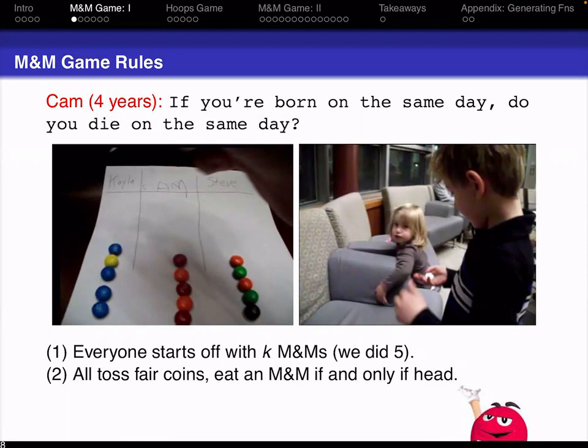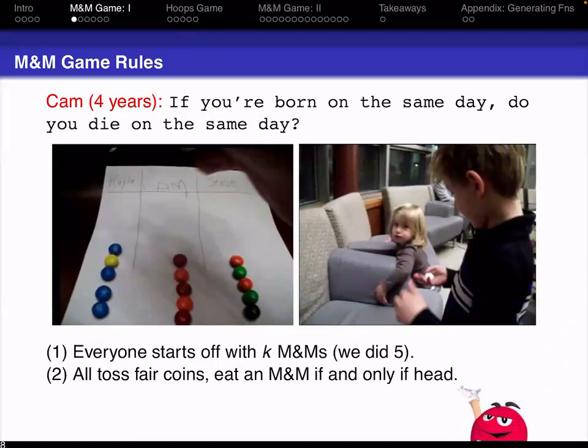And so the way the game works is everybody starts off with the same number of M&Ms. We did 5. And you toss a fair coin at the same time as everyone else. And if it comes up heads, you eat an M&M. If it comes up tails, you don't. And when you are out of M&Ms, you're dead.